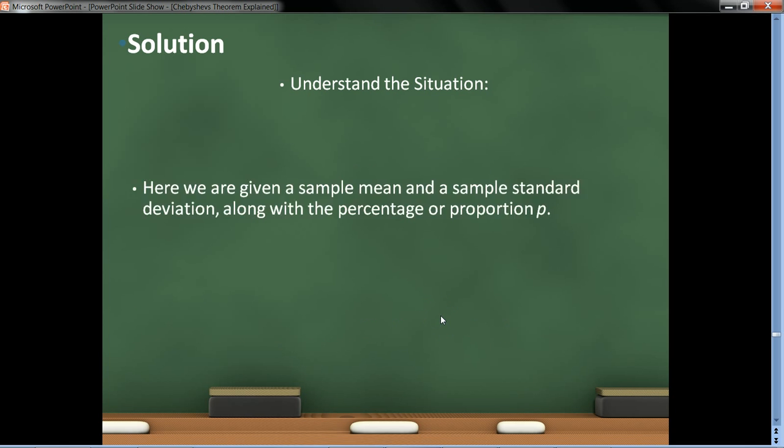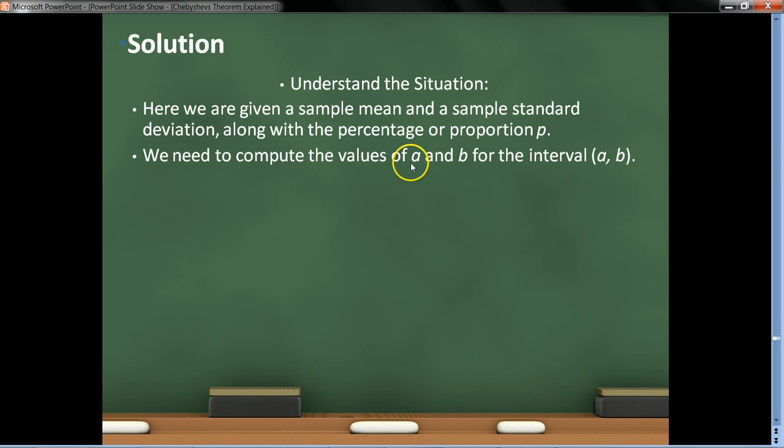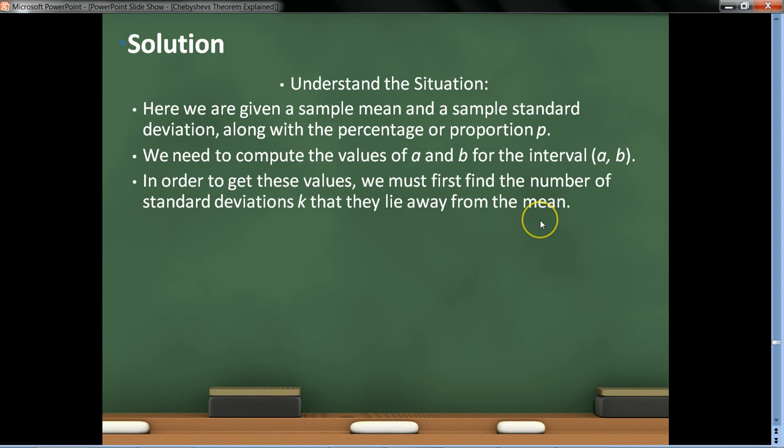First, let's understand what we have to do. Here we are given a sample mean. We know that because the problem said a sample of chief executive officers. So that's how we know we have a sample mean and a sample standard deviation. And we were given the percentage, 80%. So we need to compute the values of A and B for the open interval (A, B). In order to get these values, we must first find K, the number of standard deviations that they lie away from the mean based on the percentage P. All right, so let's get at it.